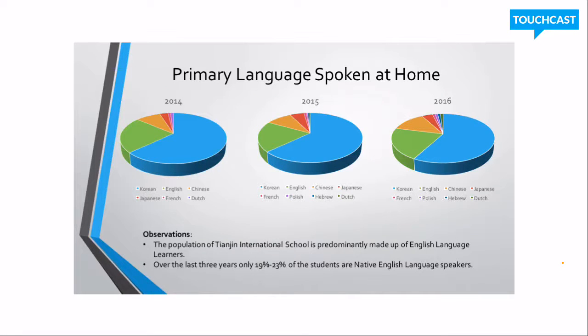This takes us to the primary language spoken at home. The population of Tianjin International School is predominantly made up of English language learners. Over the last 3 years, only 19 to 23% of the students have been native English language speakers. This tells us that we have strategies that we need to use to meet the needs of all our students.